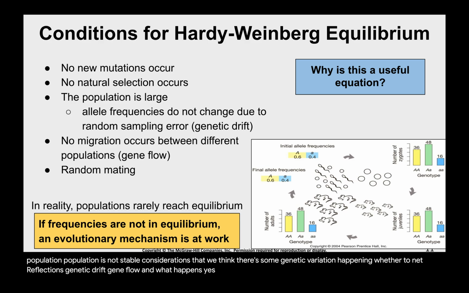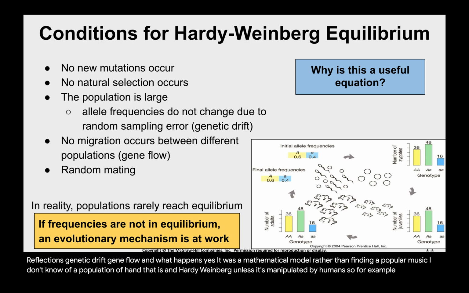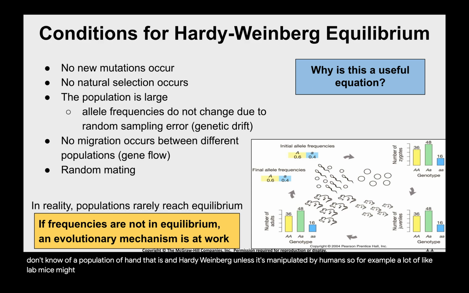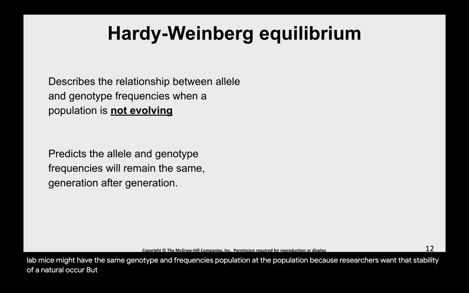I guess it was a mathematical model rather than finding a population. Honestly, I don't know of a population offhand that is in Hardy-Weinberg equilibrium unless it's manipulated by humans. For example, a lot of lab mice might have the same genotype and frequencies, population after population, because researchers want that stability. I don't know of a natural occurrence of this. But this is a useful equilibrium nonetheless when we try to look at the frequencies in a population.